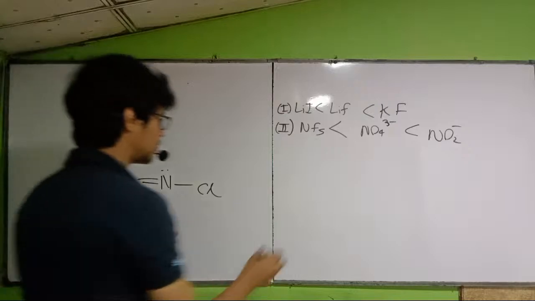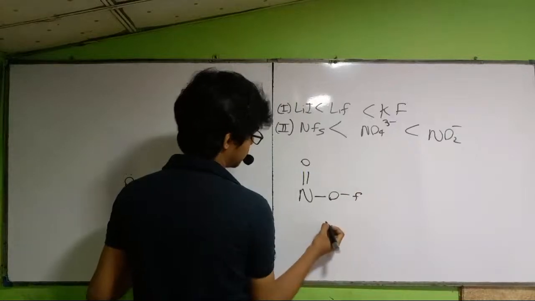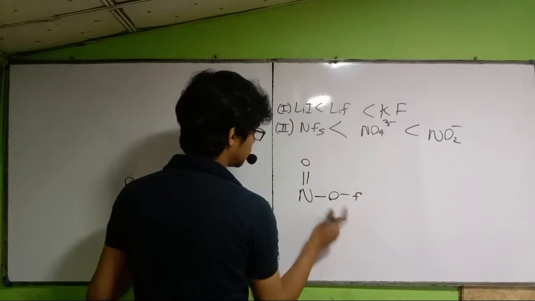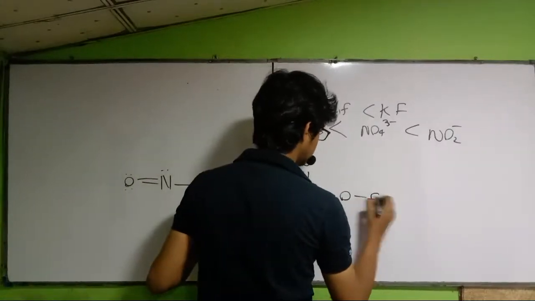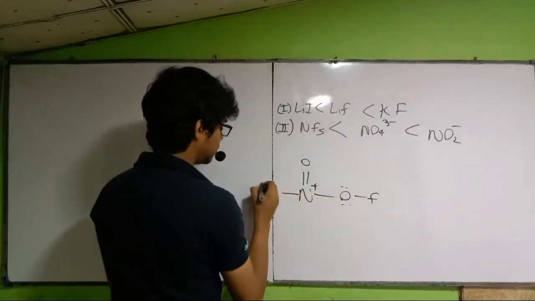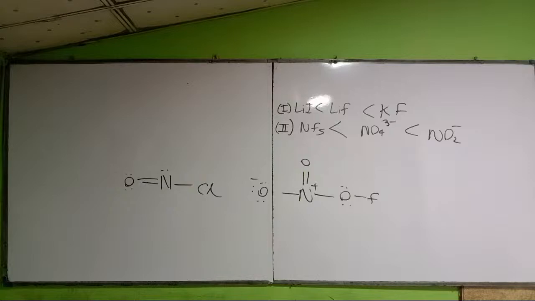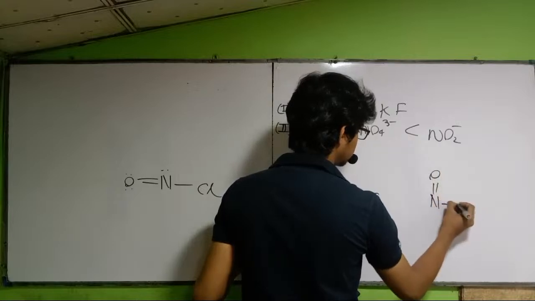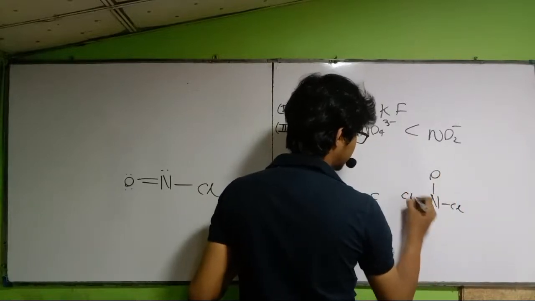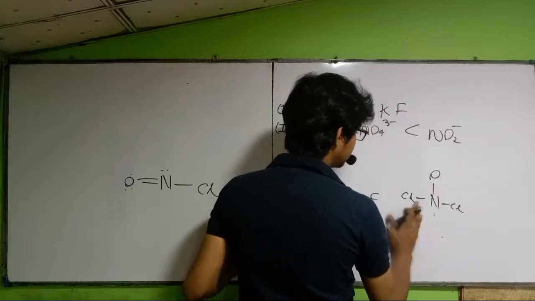NO2F. Right? They have given NO2F. NO2F, yes, like this. Then people, next is NOCl3. NOCl3. Then you have to draw it like this. Otherwise you can't draw. Or you can draw it like this also.